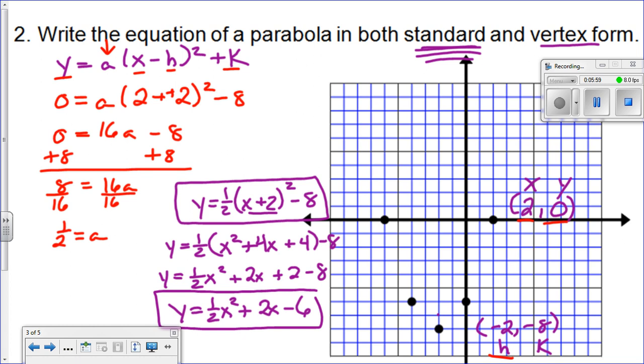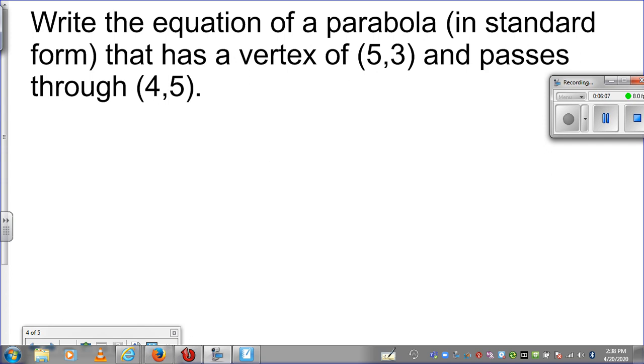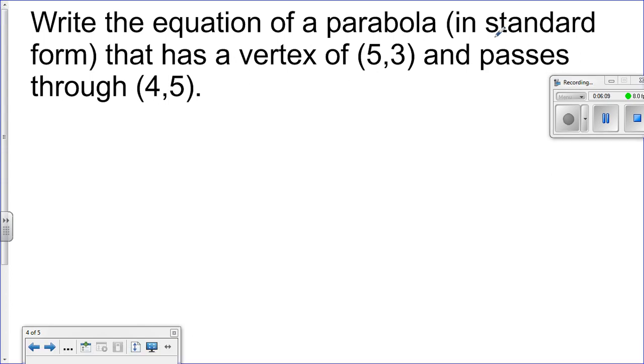Let's do this one more time. Okay, this time I didn't give you a graph. It says write the equation of a parabola in standard form. So my final answer just has to be in standard form. Now they gave us a vertex and they gave us a point.